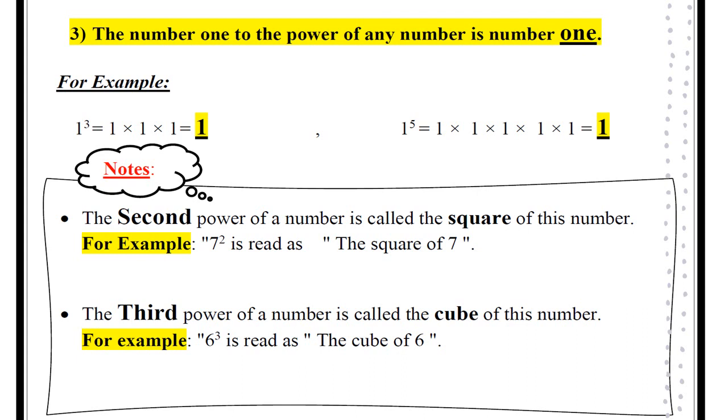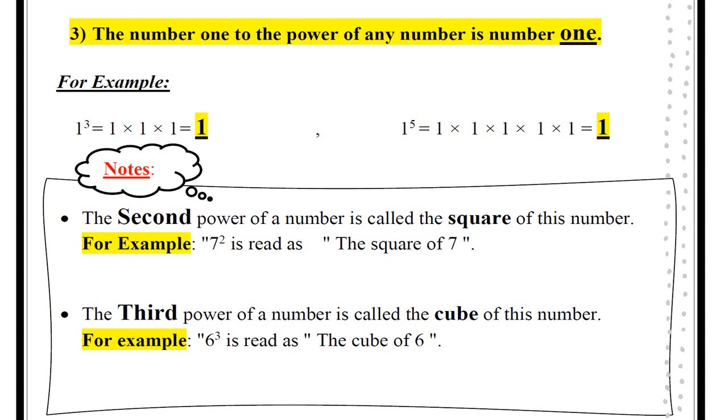The number 1 to the power of any number is the number 1. For example, 1 to the power 3 is equal to 1 times 1 times 1, which is equal to 1. 1 to the power 5 is equal to 1 times 1 times 1 times 1 times 1, which is equal to 1.